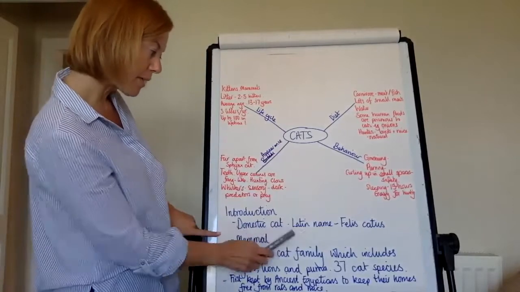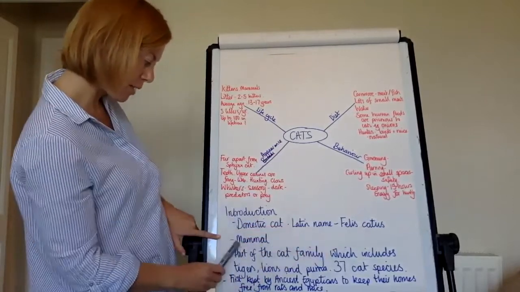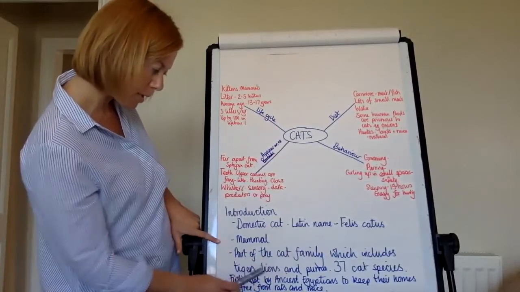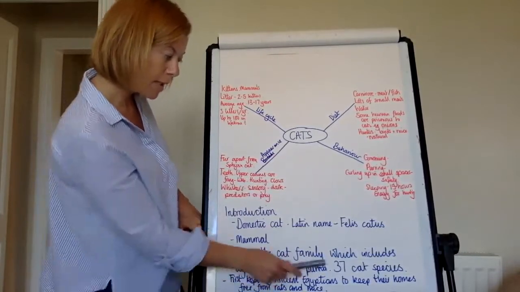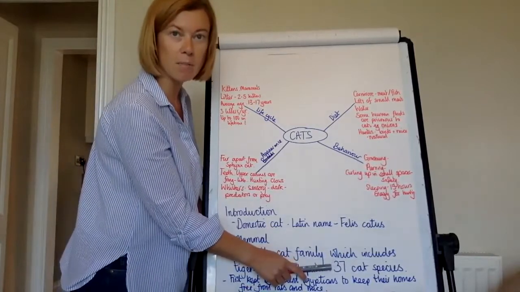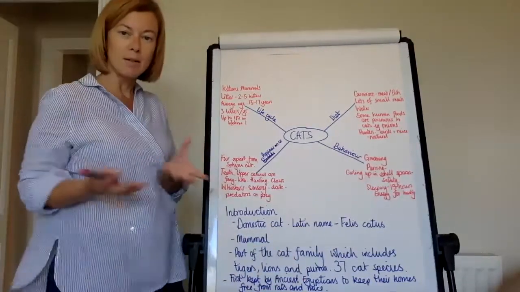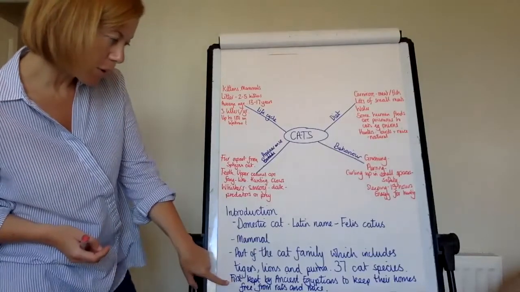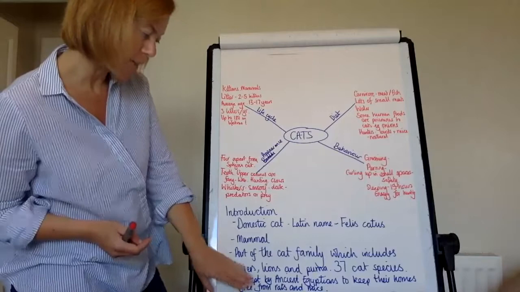So, domestic cat, the Latin name is Felis catus. It's a mammal, it's part of the cat family, which includes tigers, lions, and pumas. There are 37 cat species. I thought that's an interesting fact about the cat family, so that can go in as well. And they were first kept by ancient Egyptians to keep their homes free from rats and mice.